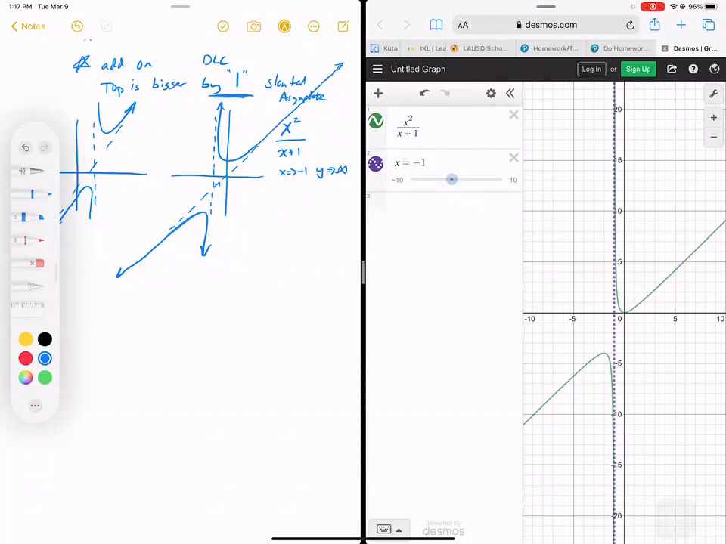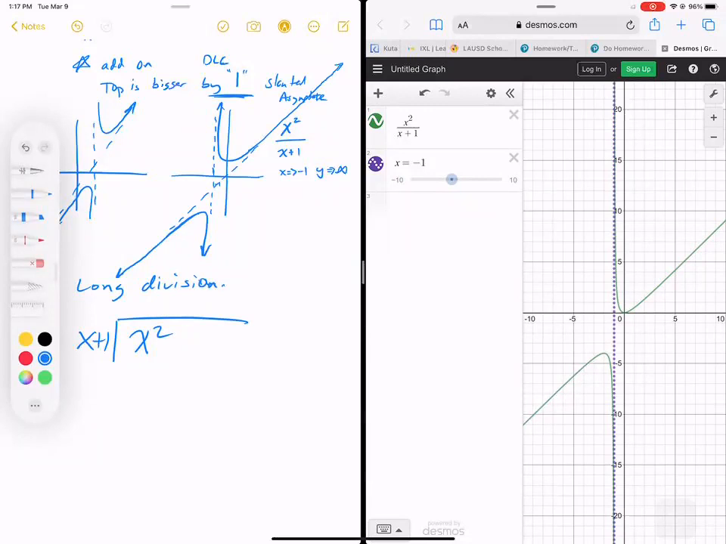Now how do you come up with the equation of the slanted asymptote? We use long division. X plus 1 divided into x squared. So we use long division to figure out what is the equation of our slanted asymptote. All right, let's use long division.